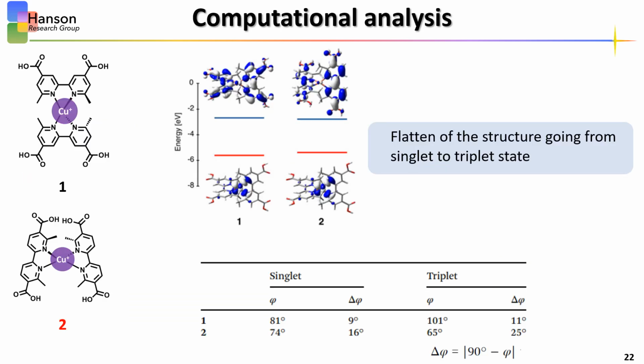In order to further study the complexes, we use DFT calculations to optimize the geometries of compounds 1 and 2 in their singlet ground state and lowest energy triplet state. So we can see in this figure the ground state molecular orbital diagrams. Both molecules exhibit ligand-based LUMOs and copper-based HOMOs. And also the HOMO-4 can be described as primarily metal-centered 3d orbitals.